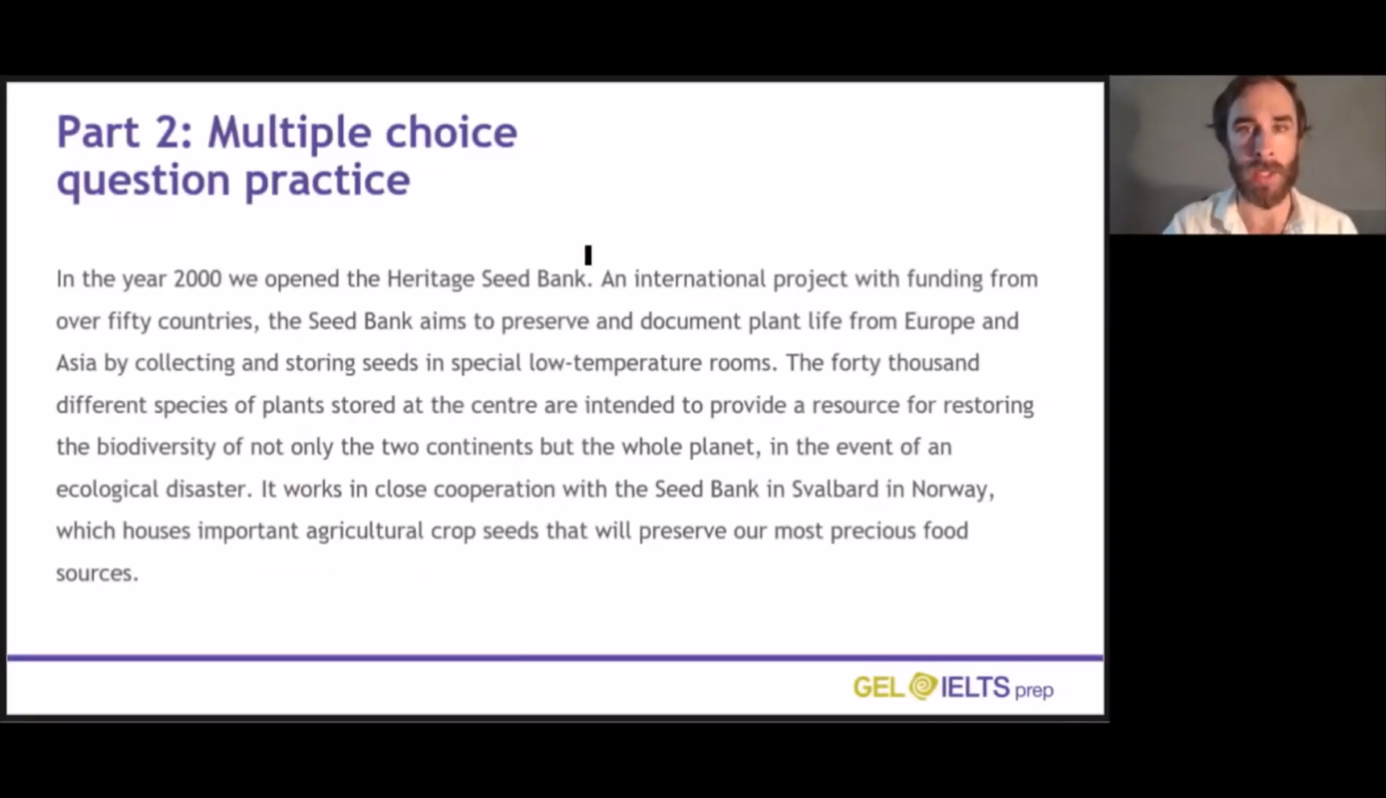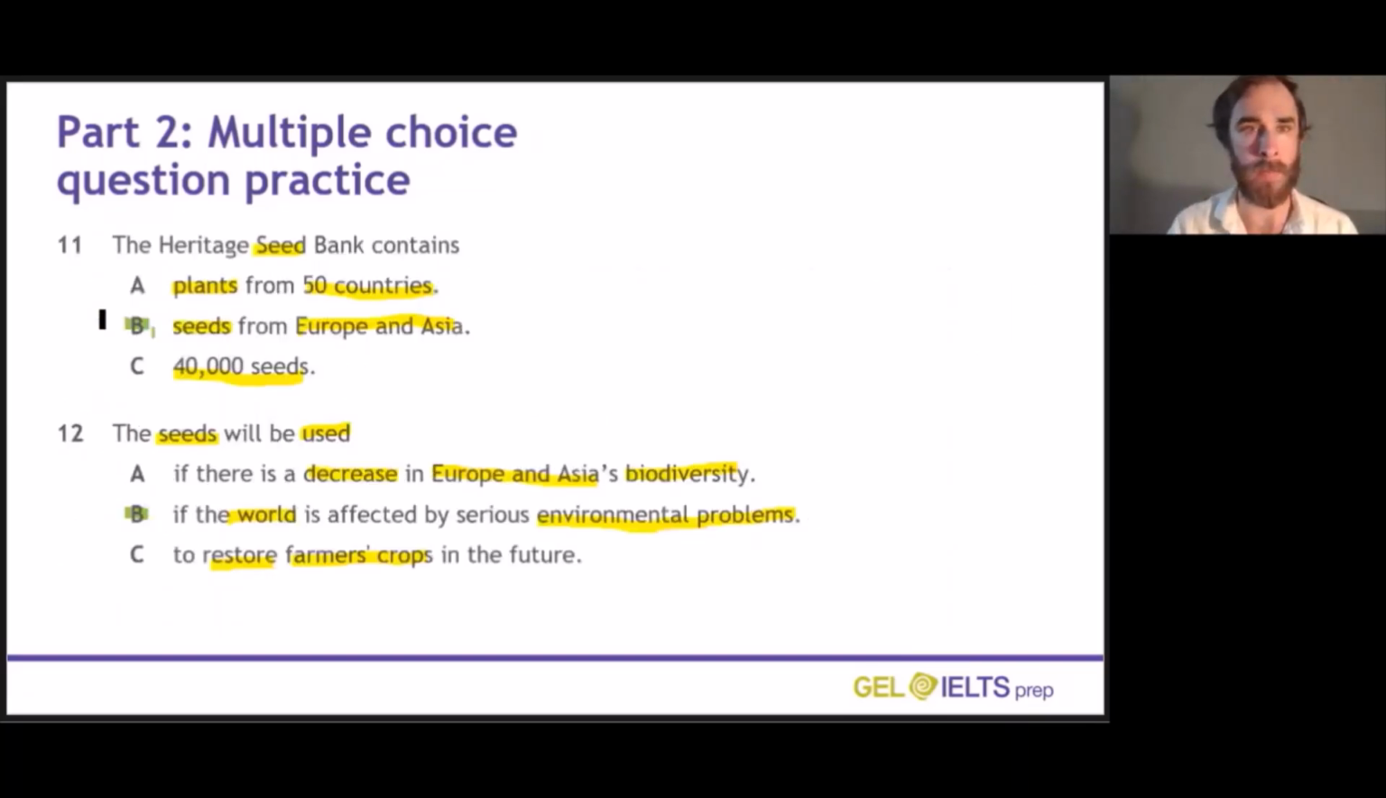Let's look at the recording. An international project with funding from over 50 countries. So this here was a distractor. It was not plants from 50 countries, but funding. So both of the keywords were not satisfied there.